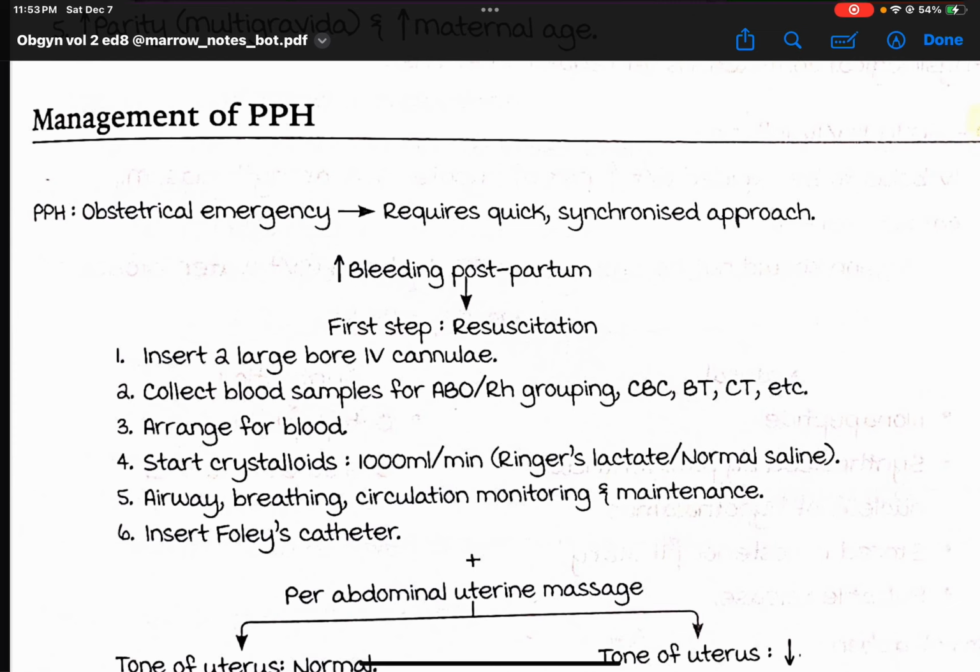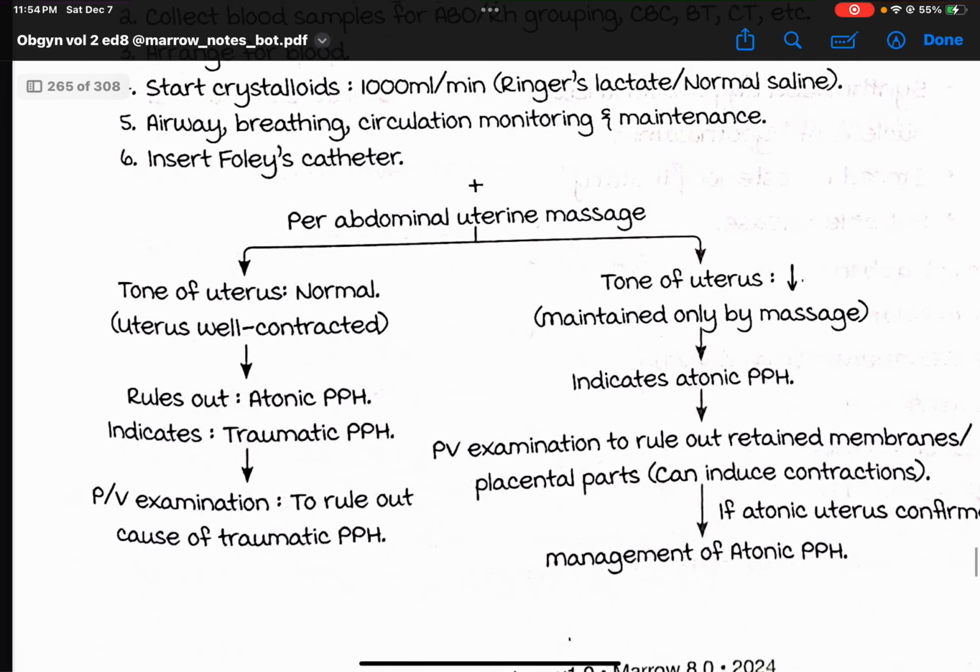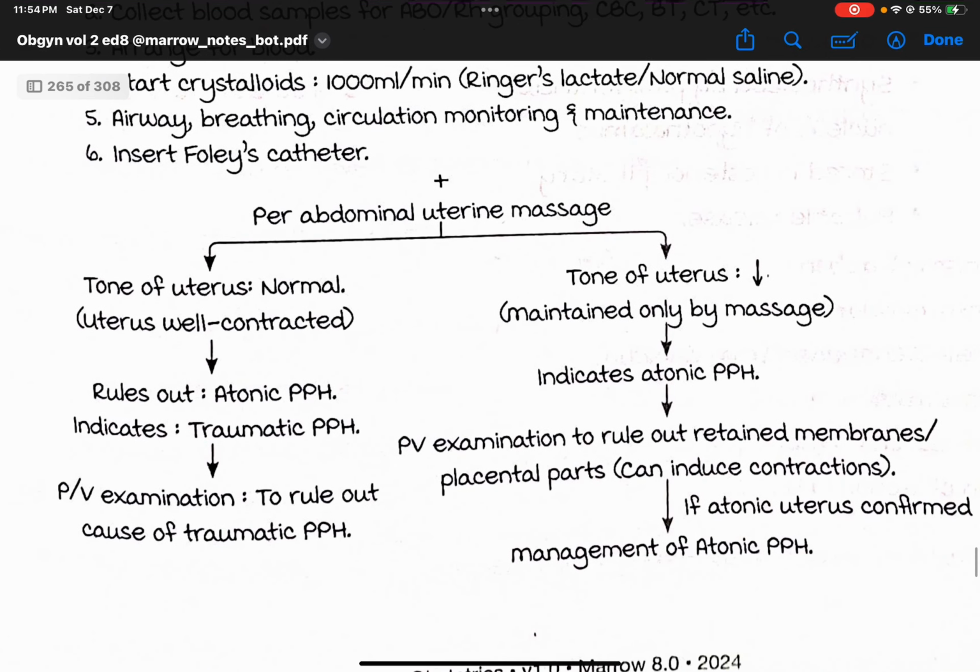For increased bleeding postpartum, the first step is resuscitation. Insert 2 large bore IV cannulas. Collect blood samples for ABO, Rh grouping, CBC, bleeding time, clotting time, etc. Arrange for blood. Start crystalloids, Ringer lactate and normal saline, rapidly. Ensure airway, breathing, circulation, monitoring and maintenance. Insert a Foley's catheter, plus per abdominal uterine massage.